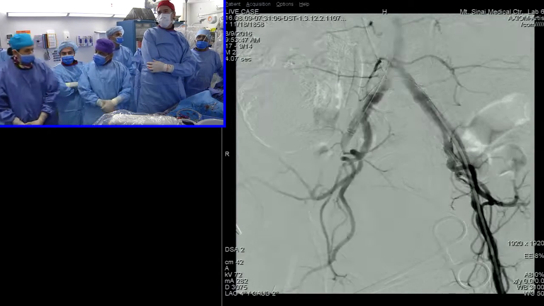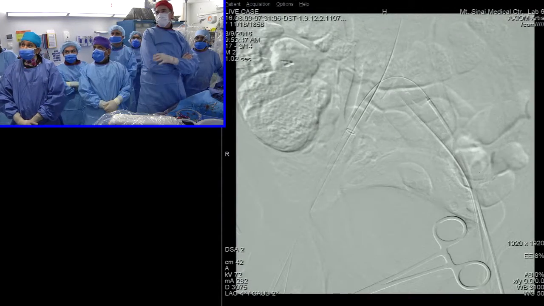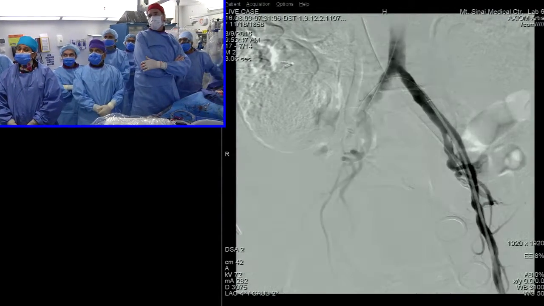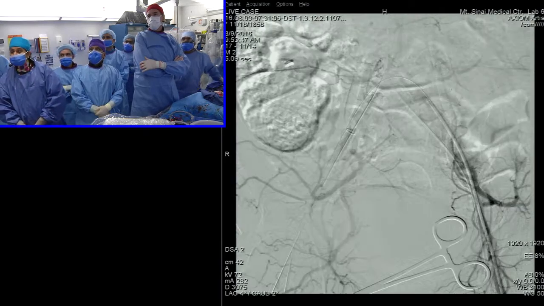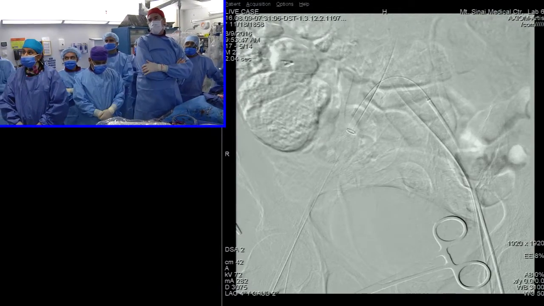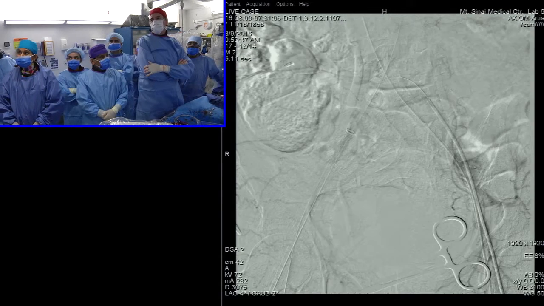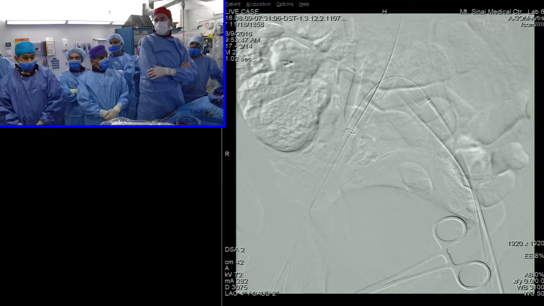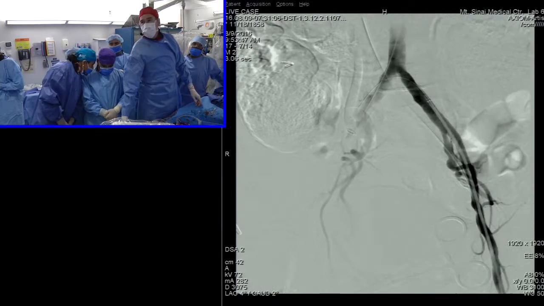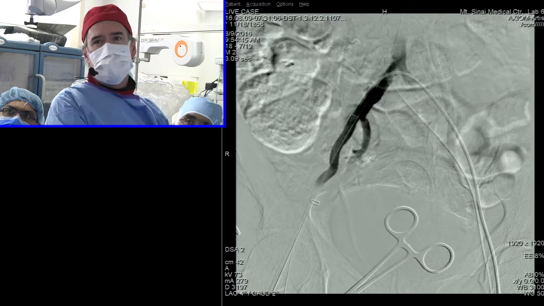We now have a long sheath, a 40-centimeter sheath, up the left side, positioned just inside the left common iliac. We're taking a first DSA run. You remember there was some calcification at the aorto-iliac bifurcation. It's important to see we haven't dissected or perforated anything, and obviously there are no problems with this initial shot. We then retract the sheath further, so the sheath is now in the external iliac.